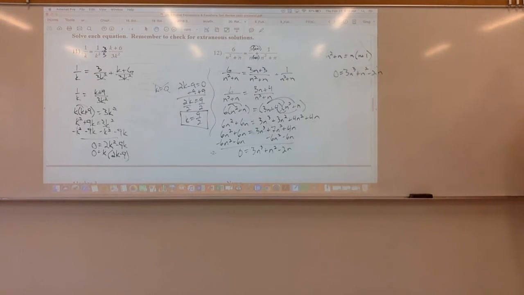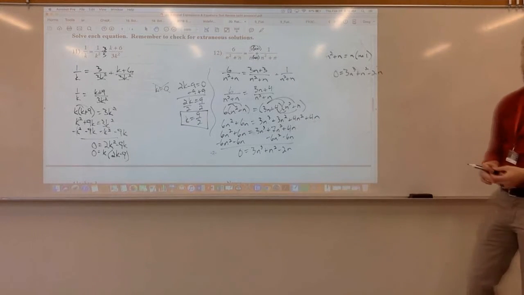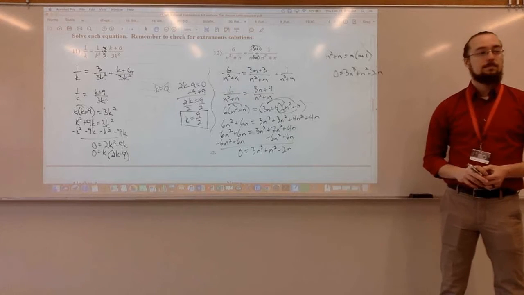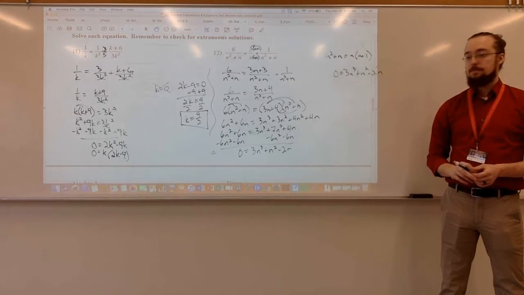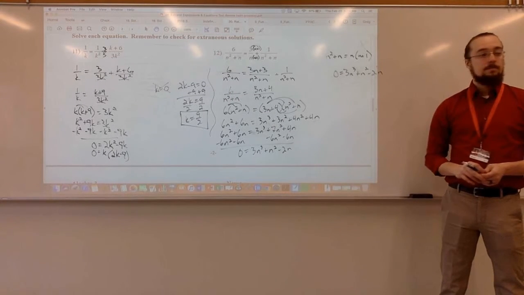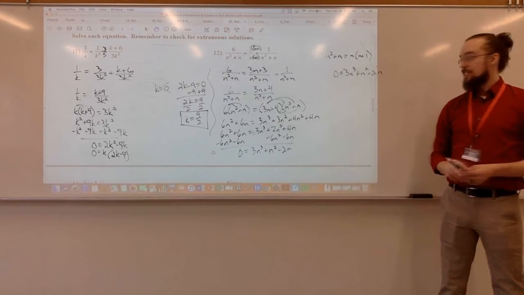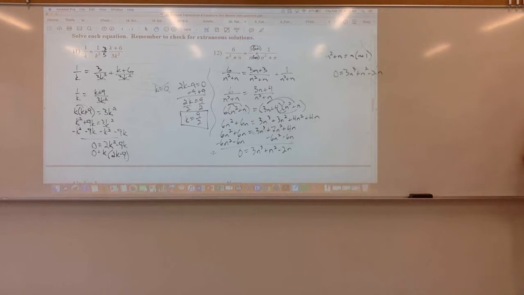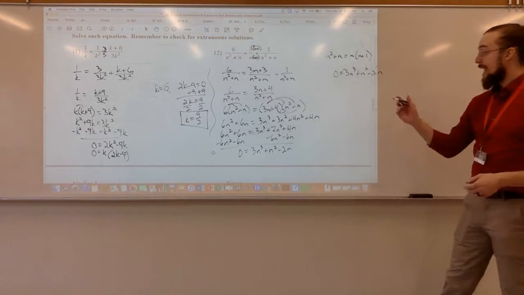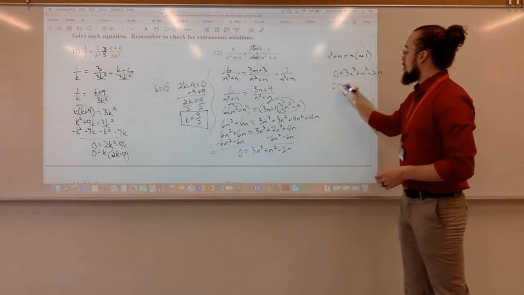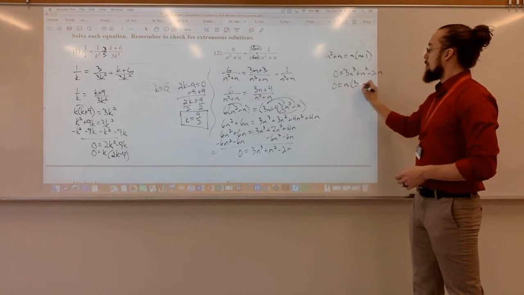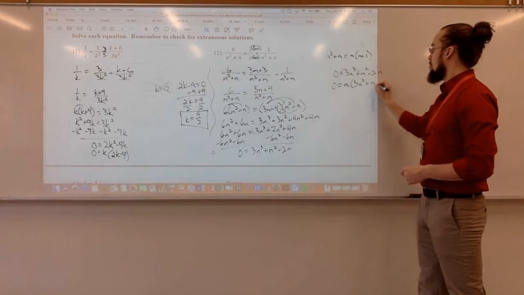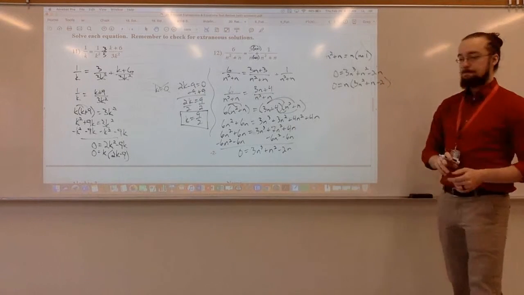First, we always want to look for a GCF. Is there a GCF that I can take out of 3n cubed plus n squared minus 2n? I can take an n out. So this would be n times 3n squared plus n minus 2.